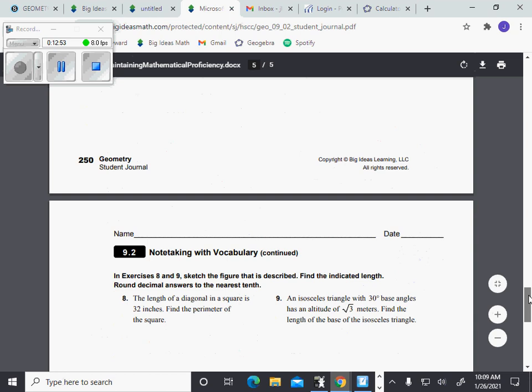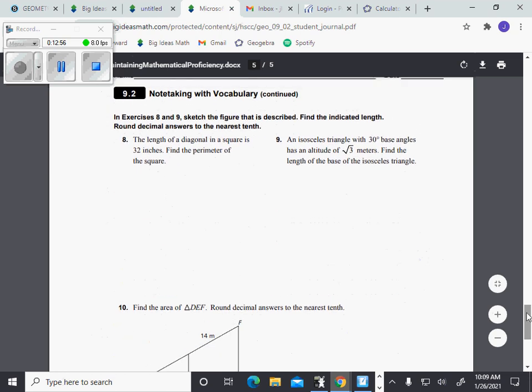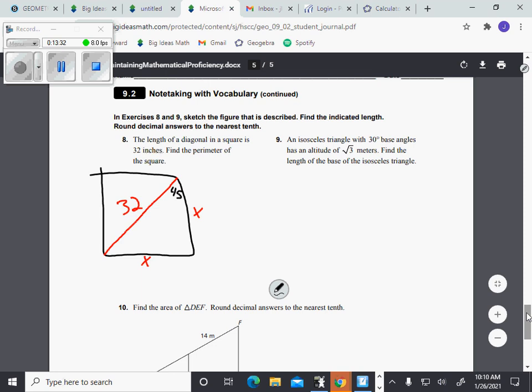Down here, sketch the figure that is described. Then find the indicated length. Round decimal answers to the nearest tenth. The length of a diagonal in a square is 32 inches. So if I draw a square here, the length of this diagonal is 32 inches. Find the perimeter of the square. Okay, so we know that both of these are x. And when these are both x, we know that this is a 45, 45, 90 triangle.